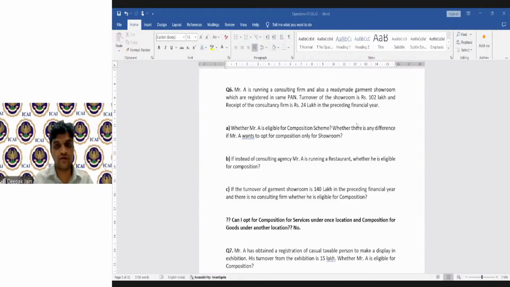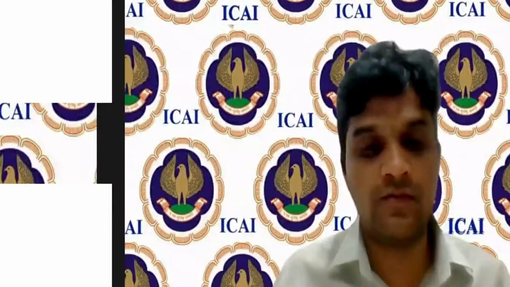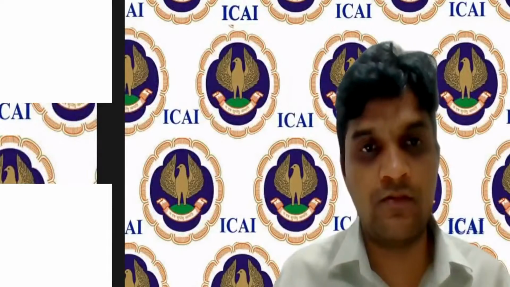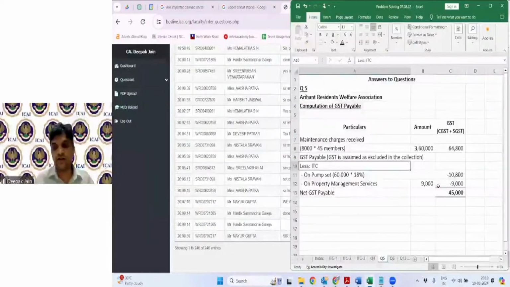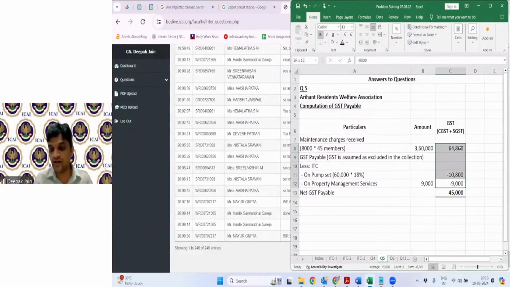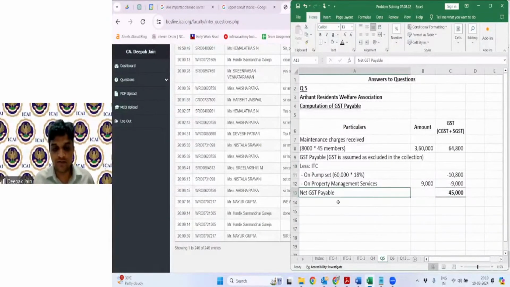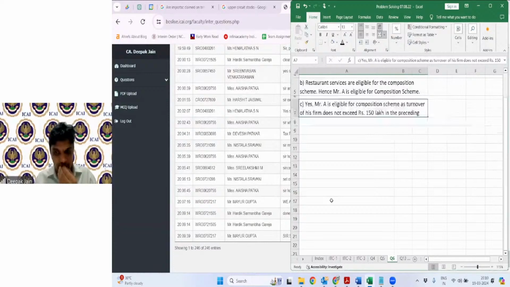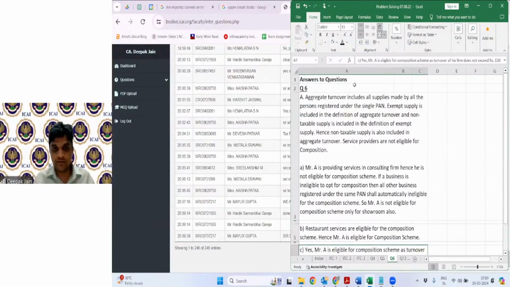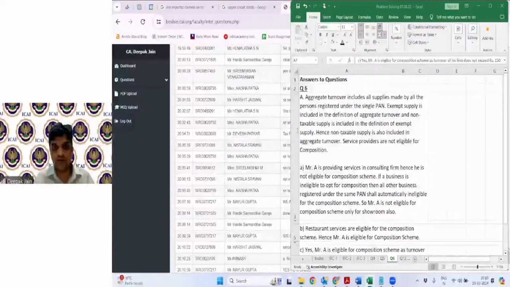You want the solution for question number 5, Mayur? Already done. Question number 5, solution is GST payable of 45,000 rupees. 64,800 minus 10,800 minus 9,000 gives 45,000 as the GST payable. Question number 6.